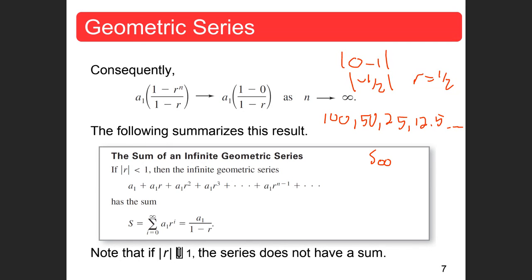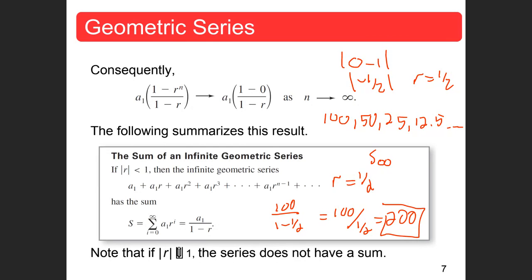Well, what's my R value? My R value is 1/2. It's always going down by 1/2, right? So my R value is 1/2. So I can use this formula. The first term, which is 100, over 1 minus 1/2, so that's 100 over 1/2, which is 200. So if you added up an infinite number of these terms, your sum would be 200.